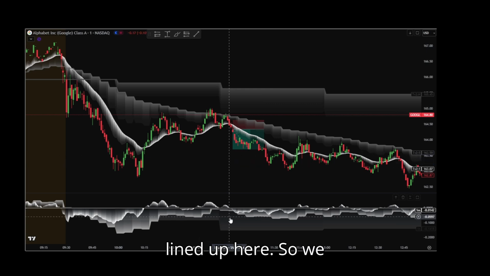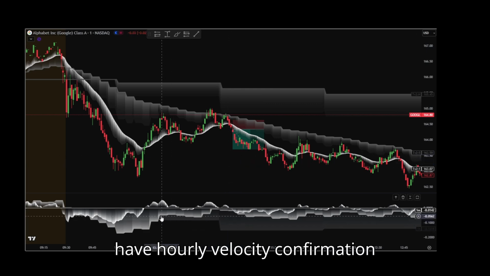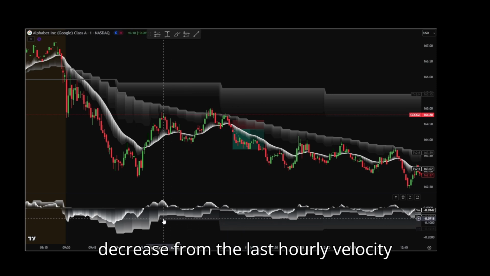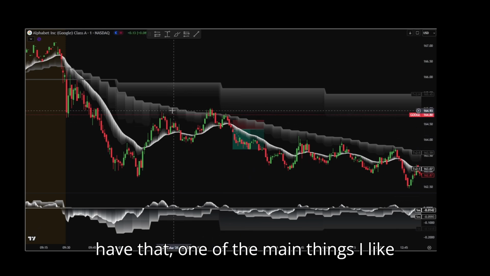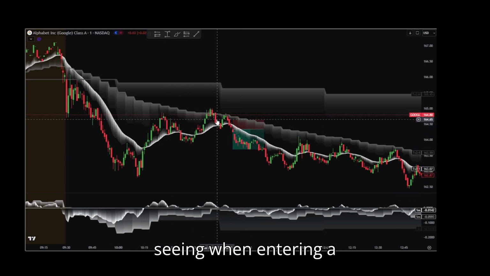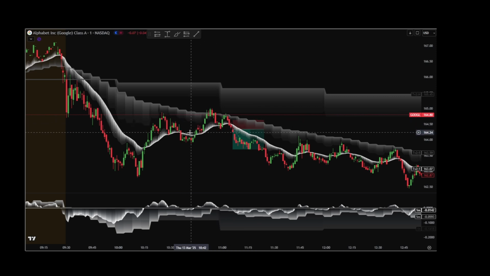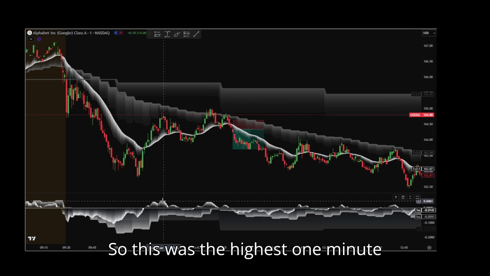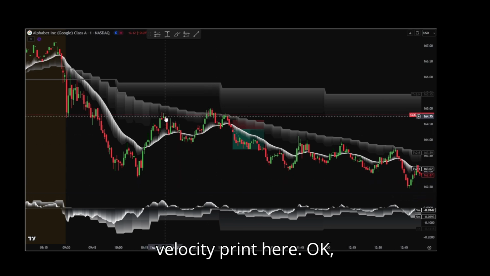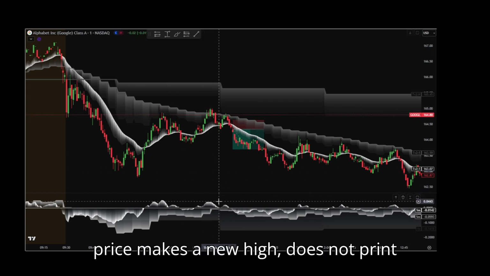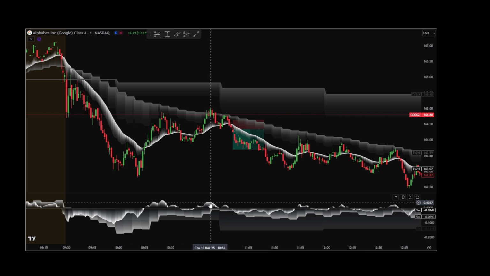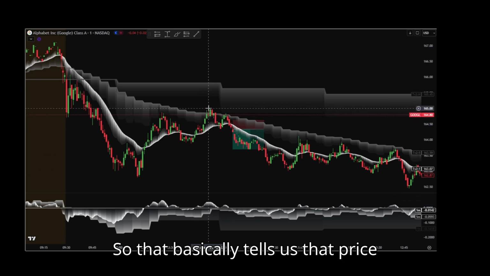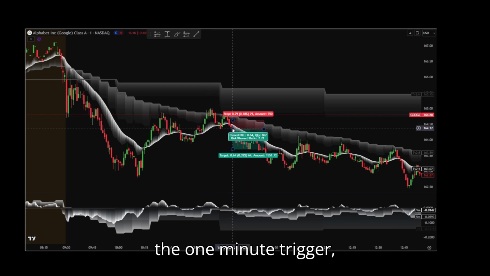So we have hourly velocity confirmation decrease from the last hourly velocity print. Not only do we have that, one of the main things I like seeing when entering a plane setup is 1 minute divergences. So this was the highest 1 minute velocity print here. Okay, price makes a new high, does not print a higher 1 minute velocity print. So that basically tells us that price wants to come back down and close below the 1 minute trigger.